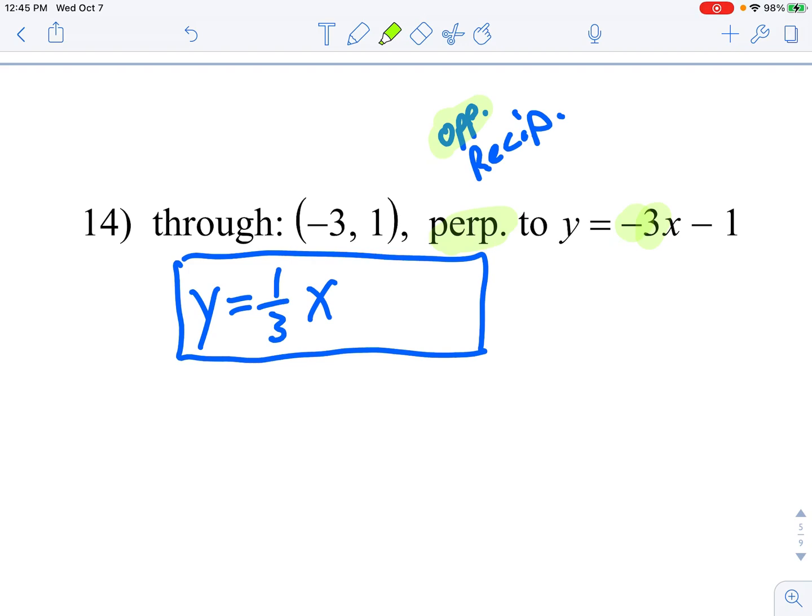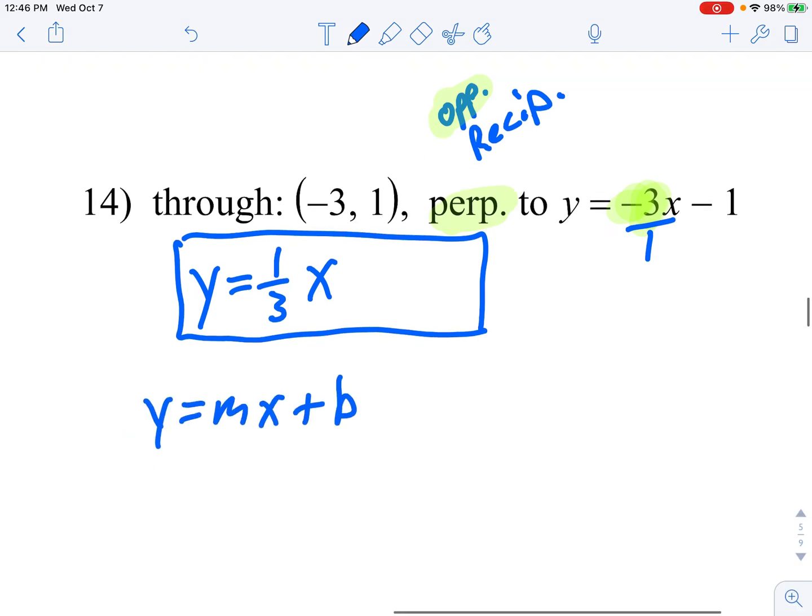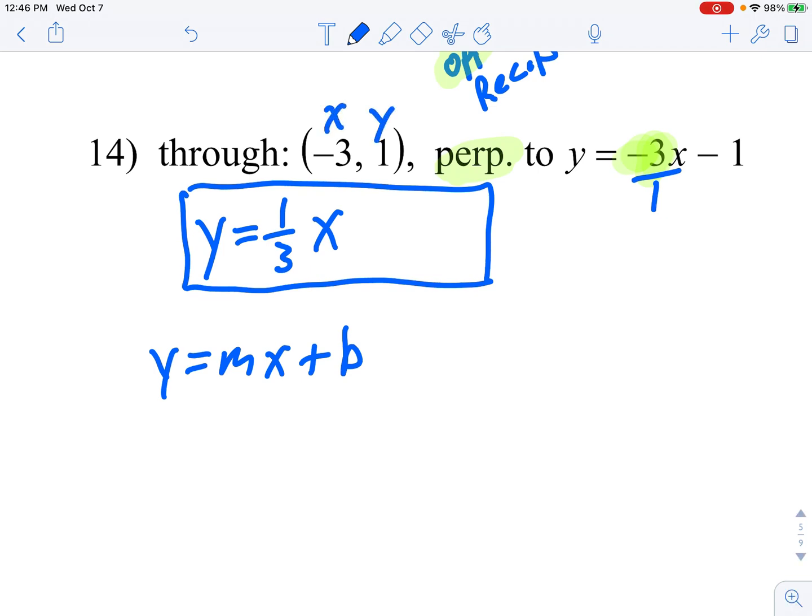Opposite reciprocal. The opposite of negative is positive. The reciprocal of 3 is 1/3. Now we need to calculate the b. So y, oops. How many times do I say oops in one lesson? It's crazy. Y equals mx plus b. So the x and the y are up here. 1 equals 1/3 times -3 plus b.